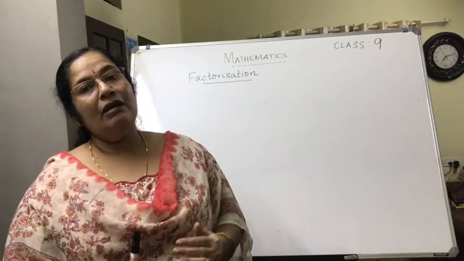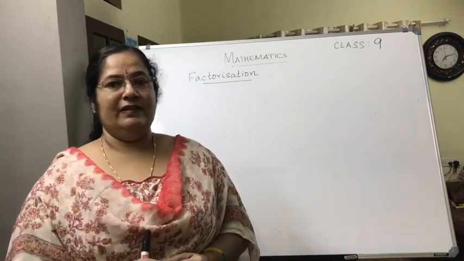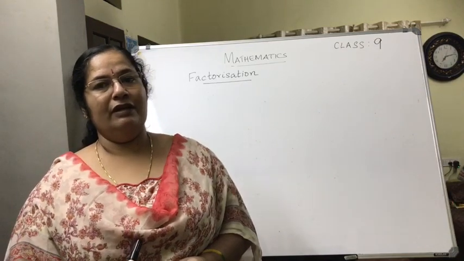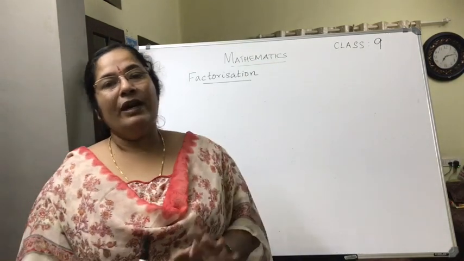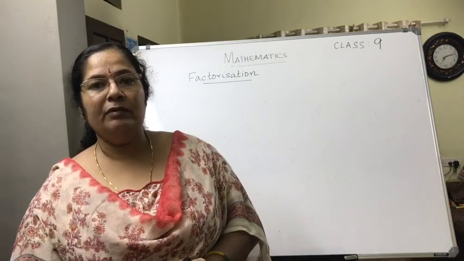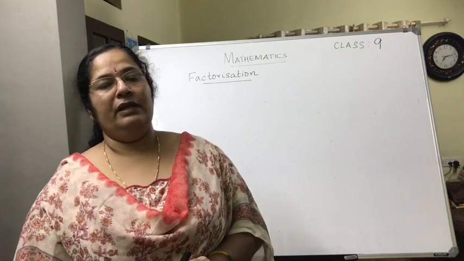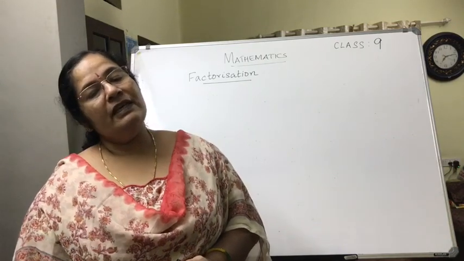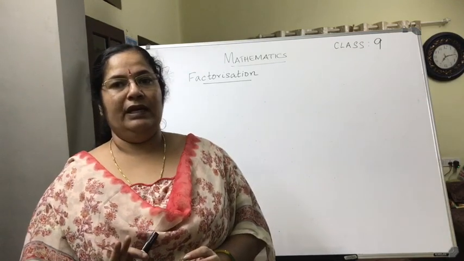So the method of finding factors is what is known as factorization. And this factorization, of course, you have learned in class 8 also. Now, today we'll be learning two factorizations. One is the factorization of a quadratic polynomial. Quadratic polynomial means a polynomial of degree 2, and also of a cubic polynomial. Cubic polynomial is a polynomial of degree 3. So first we'll be seeing how to factorize a quadratic polynomial.